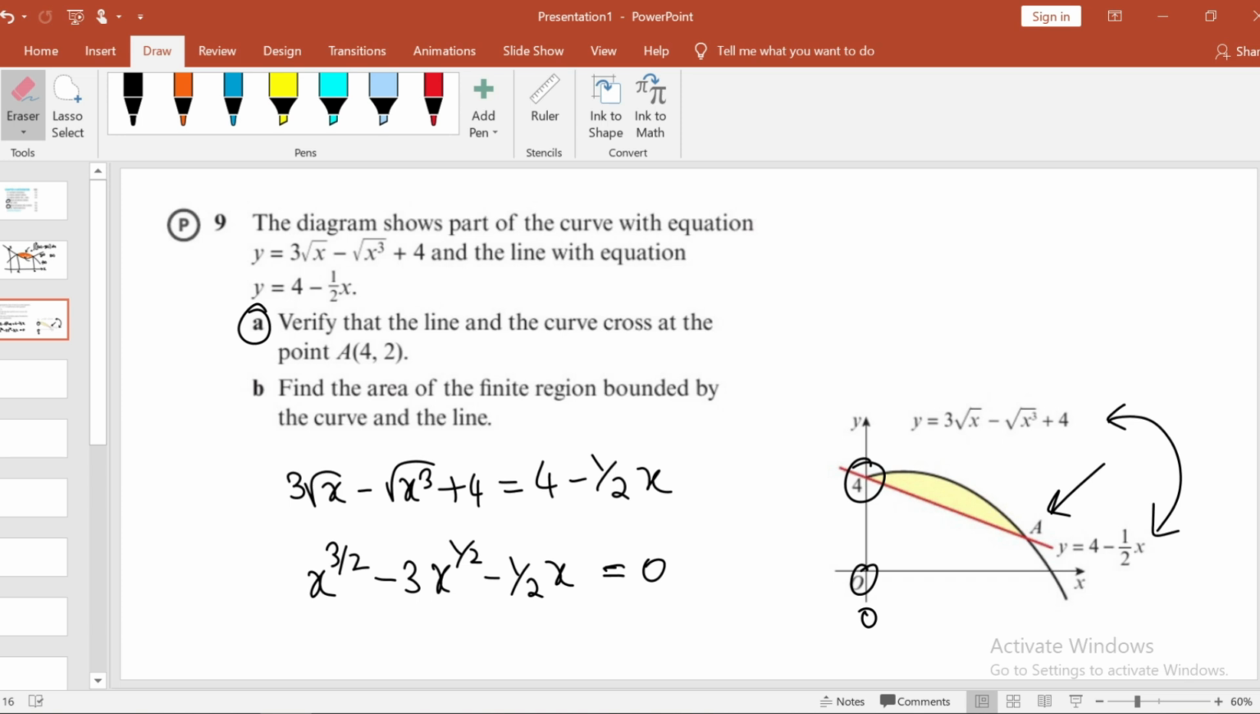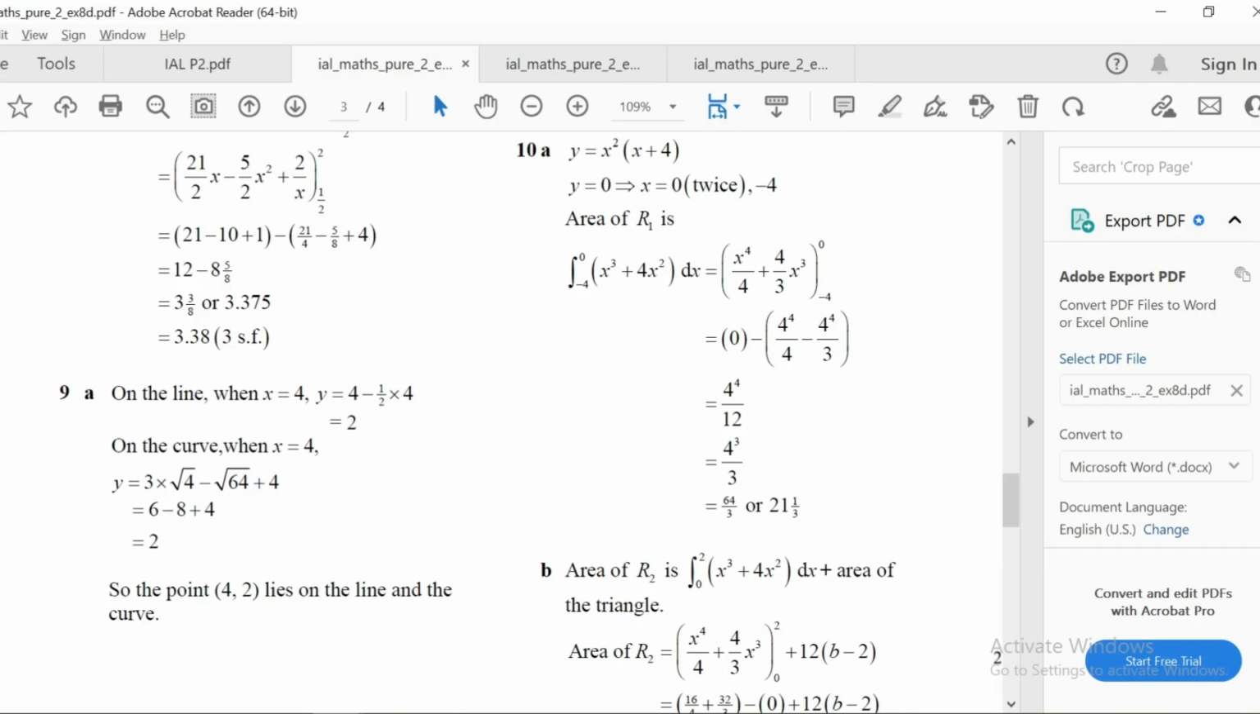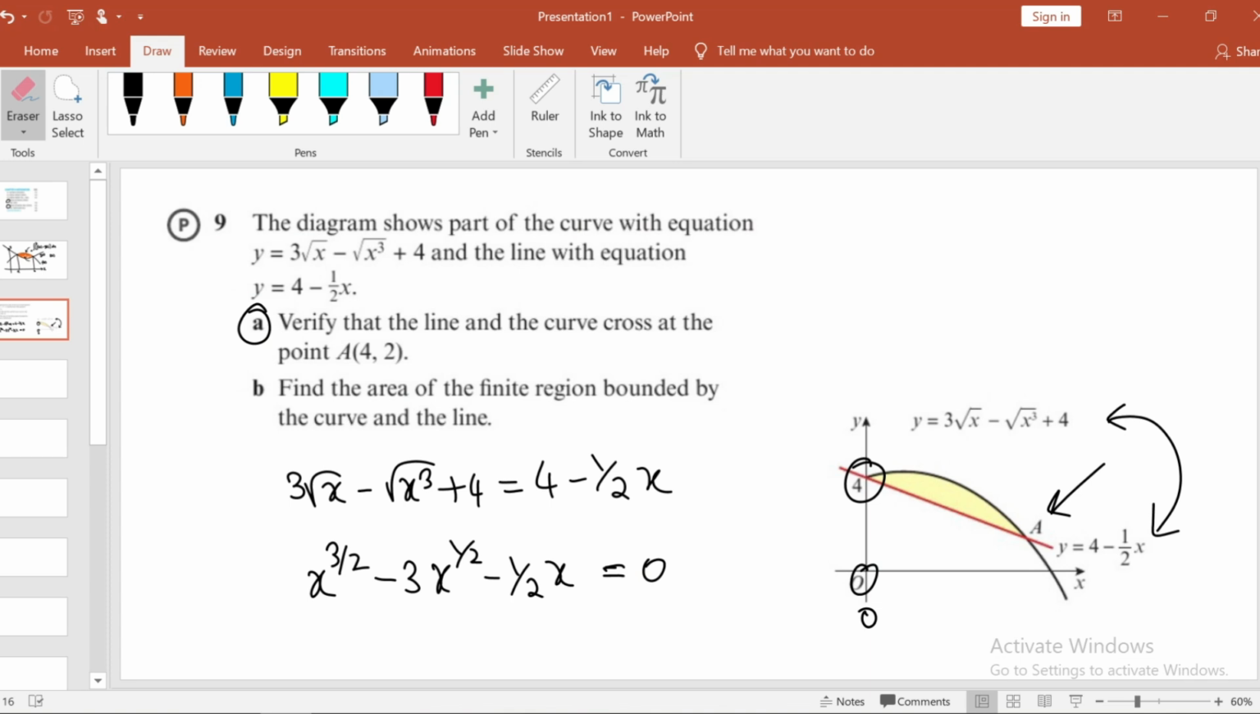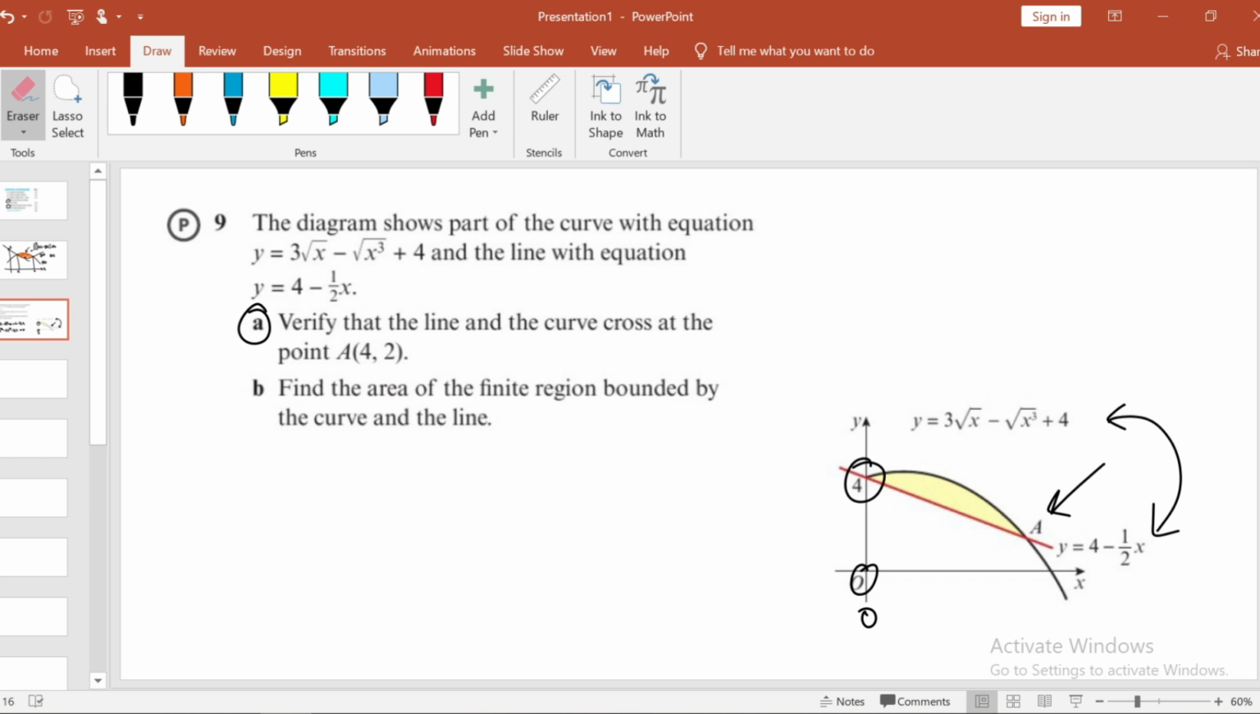Because if you can sub in, how do we find this point of intersection? Verify that the line and the curve cross at 4, 2. Oh, we need to verify actually. They don't want you to find the point of intersection, you know. Verification is very easy. So just substitute. Sub in this point 4 into both straight line and curve. Both should give you the y coordinate 2.